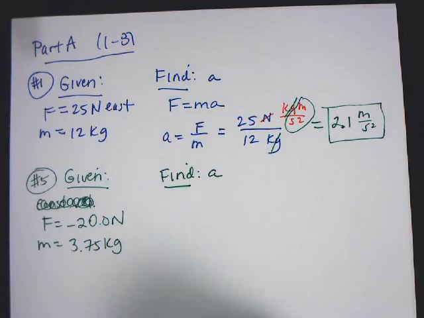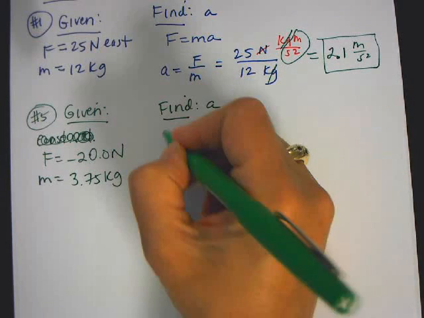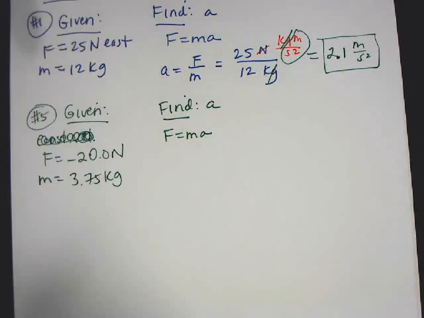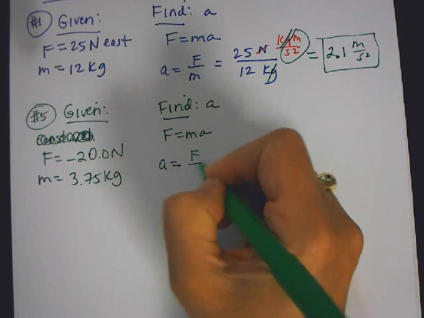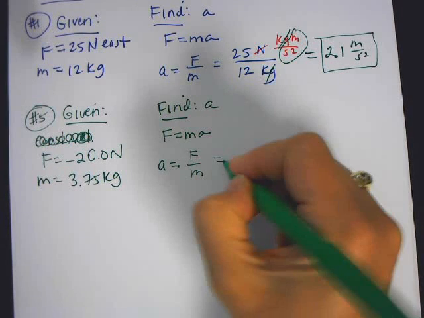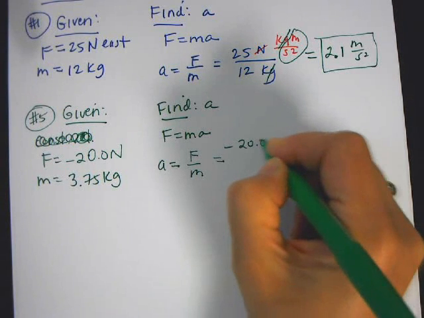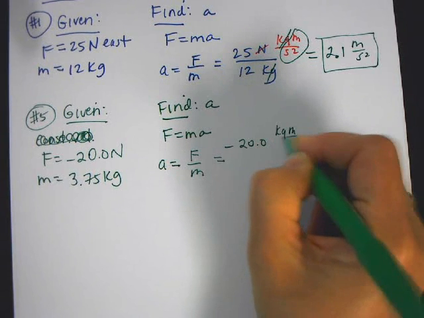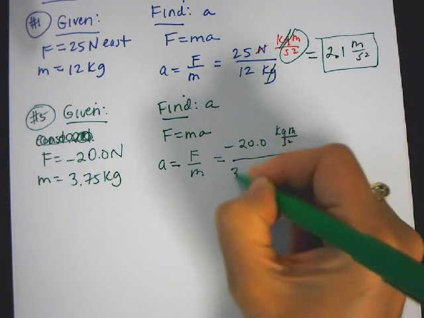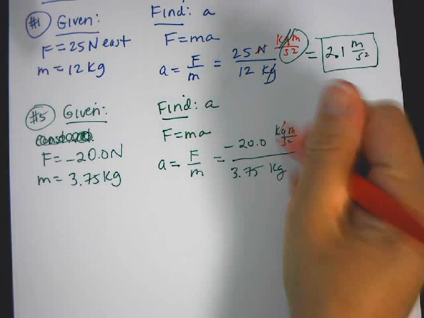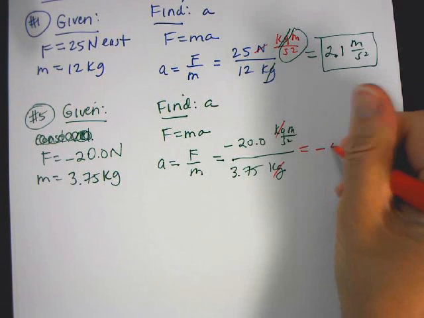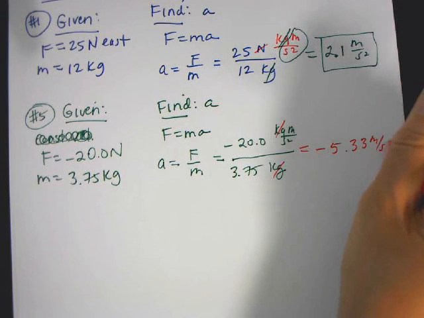So first I'm going to write my basic equation. F is equal to ma. And then I am going to rearrange the equation to solve for the unknown in terms of the known. So A is equal to F over M. I'm going to substitute in my values, 20, and instead of newton, I'm going to write kilogram meter per second squared, divided by 3.75 kilograms. So my kilograms cancel. Now I end up getting negative 5.33 meters per second squared.